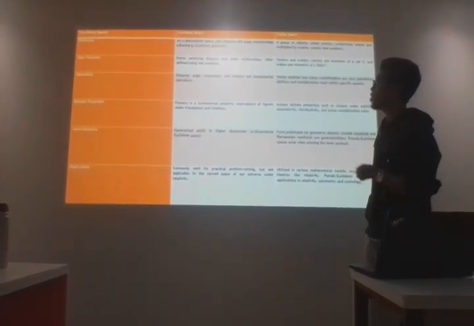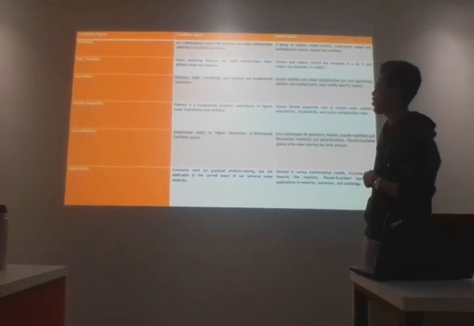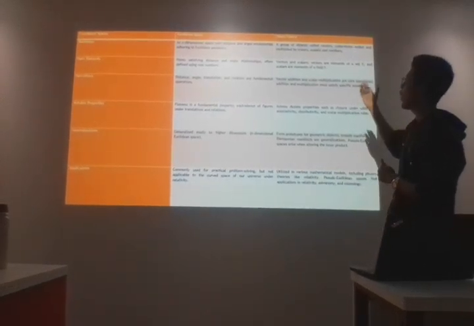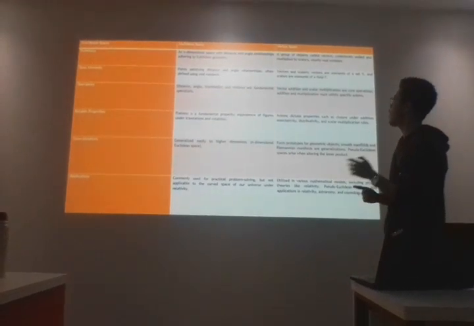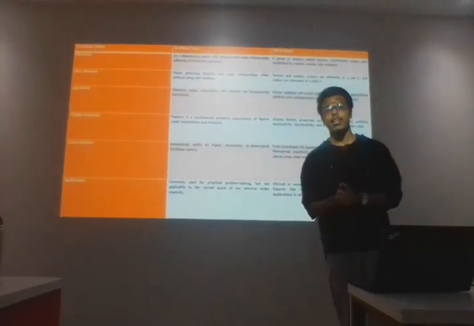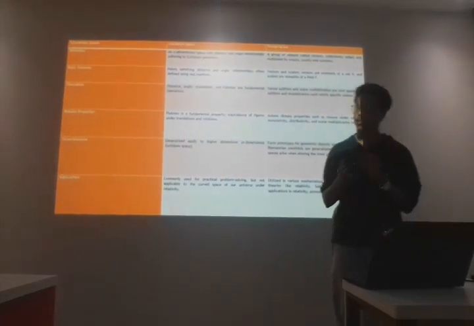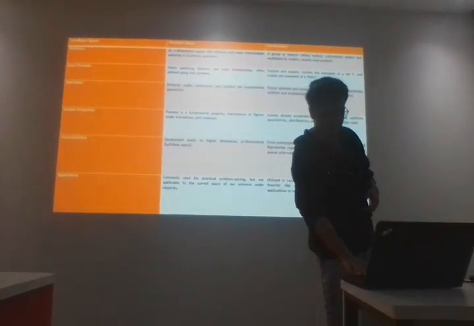Euclidean space: an n-dimensional space with distance and angle relationships adhering to Euclidean geometry. Vector space: a group of objects called vectors, collectively added and multiplied by scalars, usually real numbers. The basic idea is vector spaces are supposed to involve a direction and a magnitude.